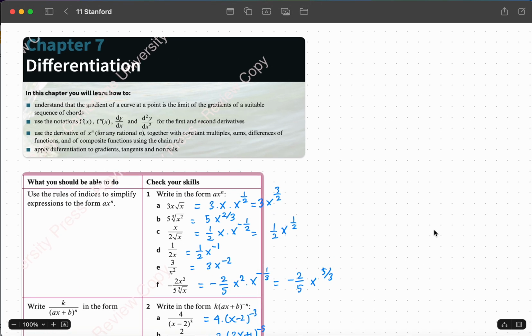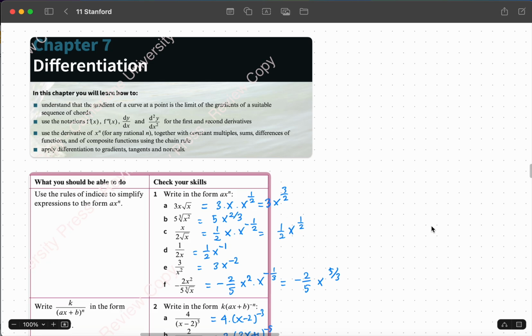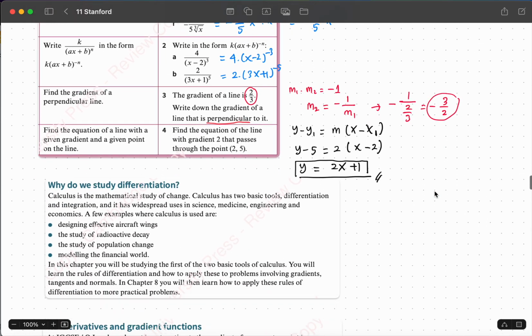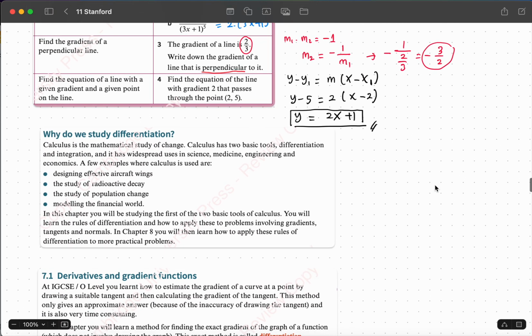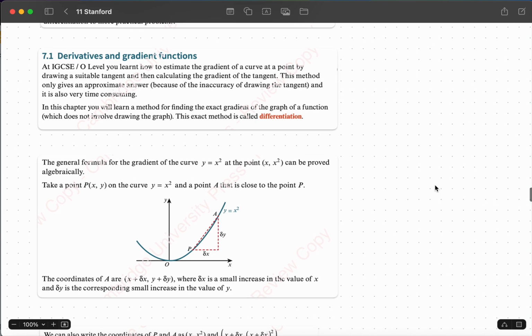So last time, guys, we already learned a little bit about differentiation, right? We didn't start the differentiation, but we already covered the prerequisite knowledge, and also talked about why we study differentiation. Now we're going to start subtopic 7.1, which is derivatives and gradient function. We will learn the correlation between the derivative and the gradient function.